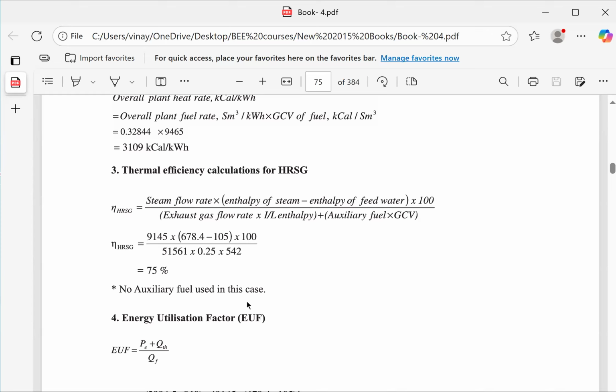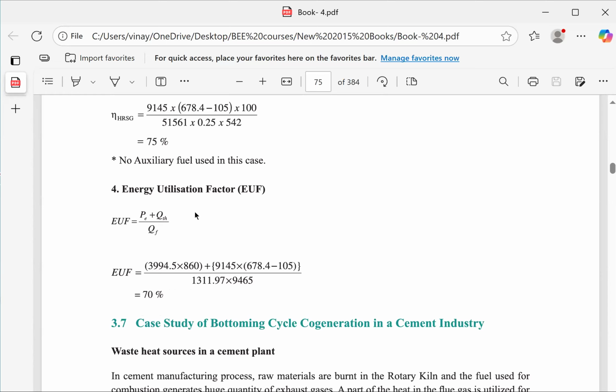No auxiliary fuel used in this case. So auxiliary fuel calculation is 0. Whenever you solve a problem and you do not take any value for this particular bracket, you mention in writing that no auxiliary fuel is used. Hence, this calculation is 0. Okay. Then energy utilization factor.